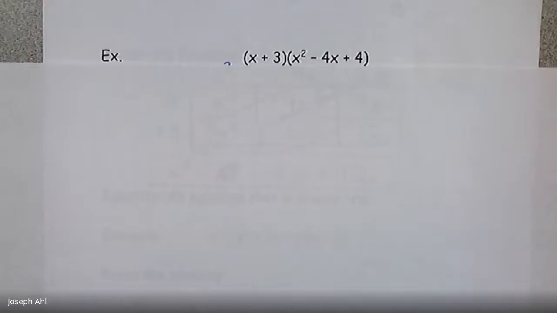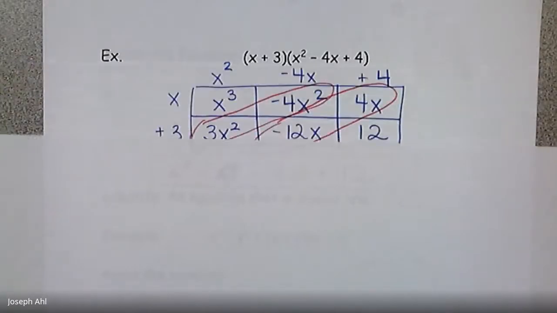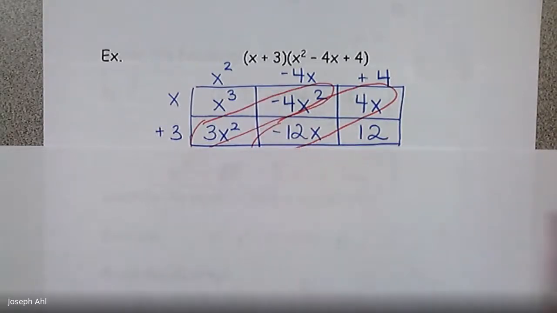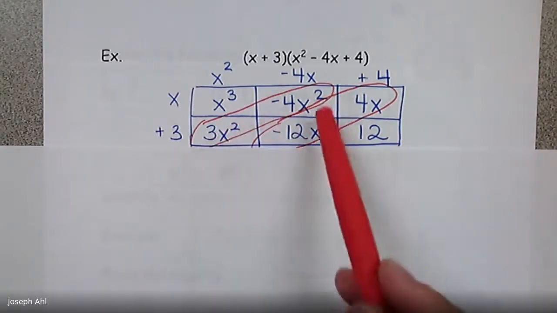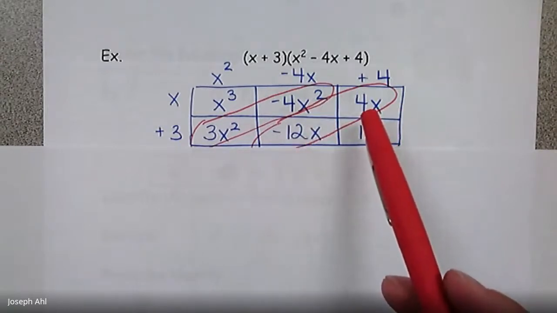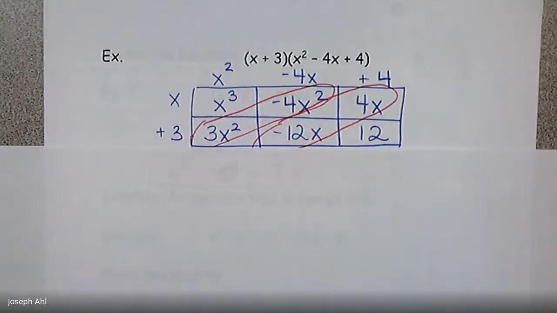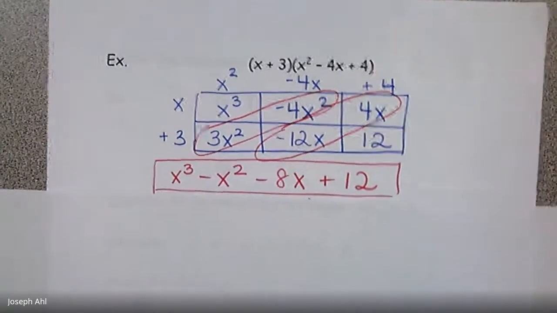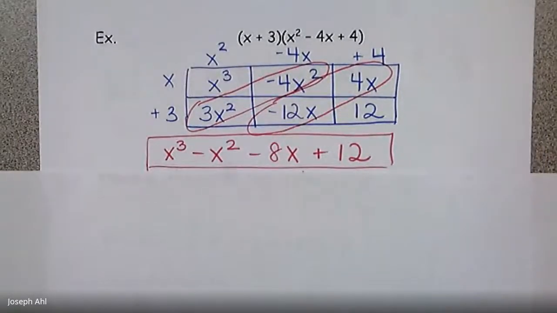I'm going to actually right now reveal what the answer is. Here's my method: I did the box method for this one. When the polynomials get larger, it is a really nice way of organizing the info, especially with these diagonals of like terms to combine. So that might be a technique that you want to use for something like this. So when we combine like terms after using the box method, the resulting polynomial is this cubic polynomial, x to the third minus x squared minus 8x plus 12.